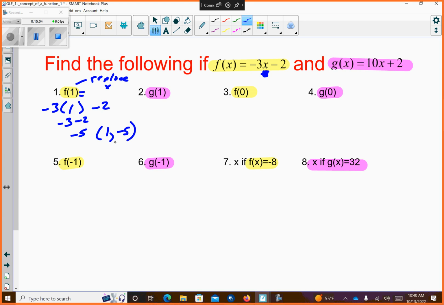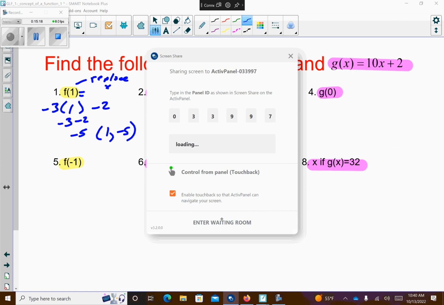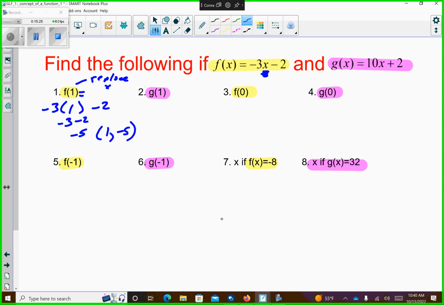What did I do on this first one with the 1? What do you think I do on the third one with the 0? So this is going to be equal to -3 times 0 minus 2, where that 0 is where x used to live. Now it's going to be a 0. So what's -3 times 0? 0. What's 0 minus 2? So it's -2. So what point does this yield? Look at what point this yielded, 1 comma -5. So what point is this going to yield? Very good, 0 comma -2.